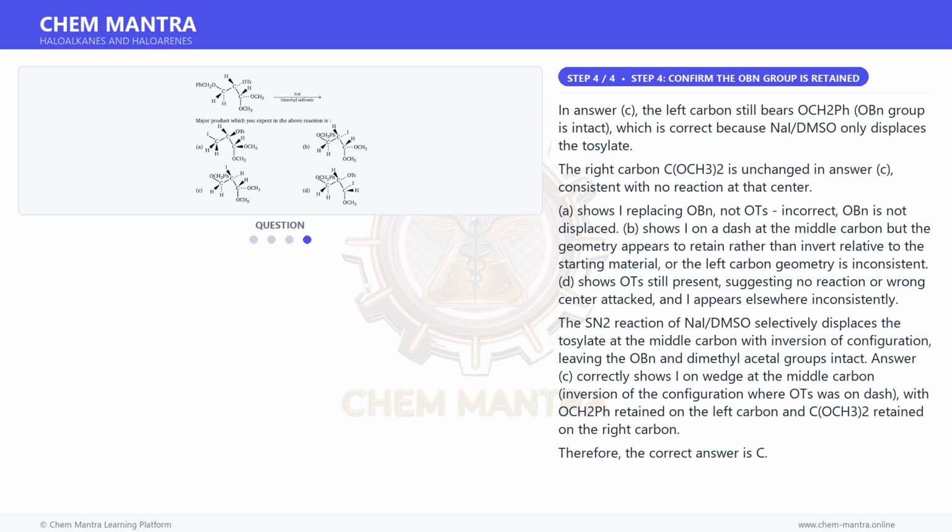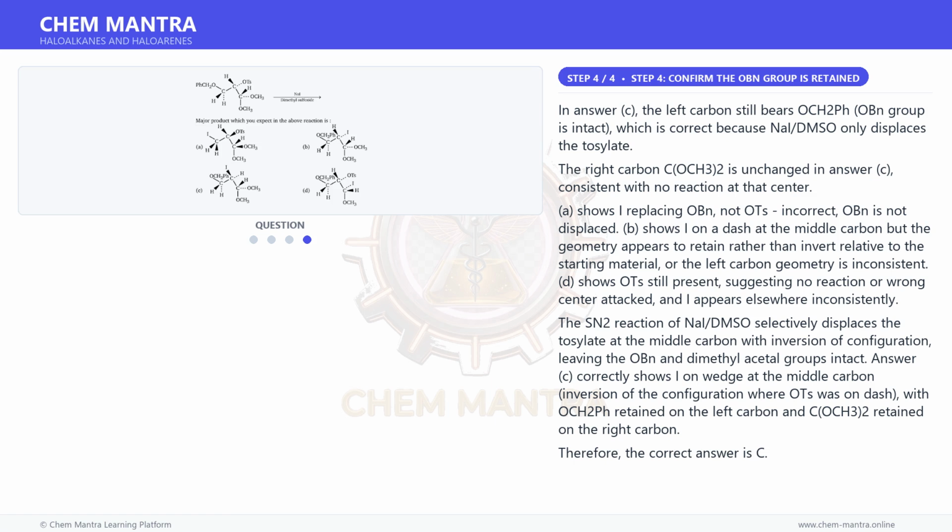A shows I replacing OBn, not OTs, incorrect, OBn is not displaced. B shows I on a dash at the middle carbon, but the geometry appears to retain rather than invert relative to the starting material, or the left carbon geometry is inconsistent. D shows OTs still present, suggesting no reaction or wrong center attacked, and I appears elsewhere inconsistently.